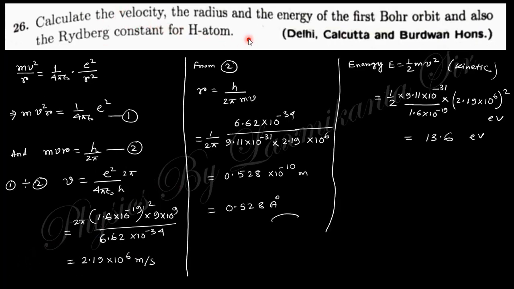Calculate the velocity, radius, and energy of the first Bohr orbit, and also the Rydberg constant. So the same thing here. Here you equate the centripetal force with the Coulomb force, and this is the quantization condition. You divide these two and you will get the velocity. After that, from equation 2, you will get the value of r, the radius, and then the energy half mv square, so you will get the value of energy.